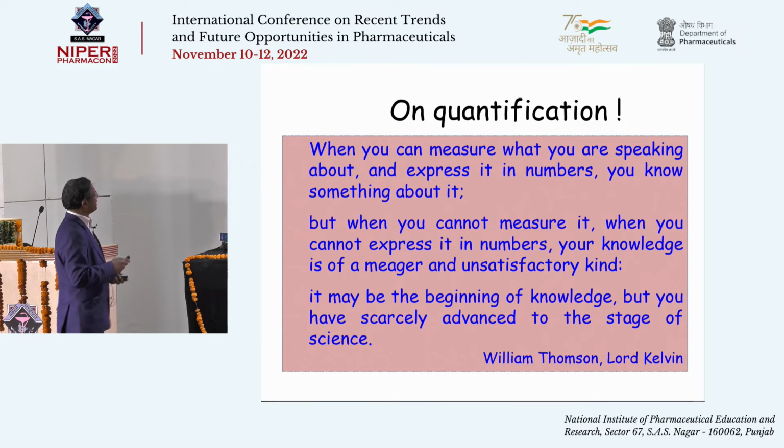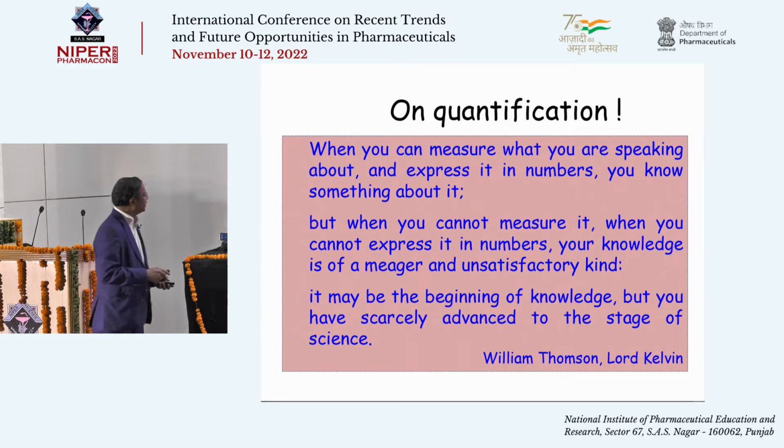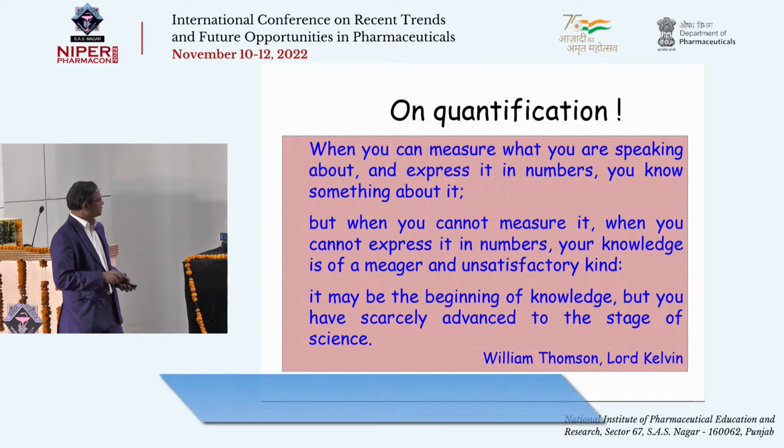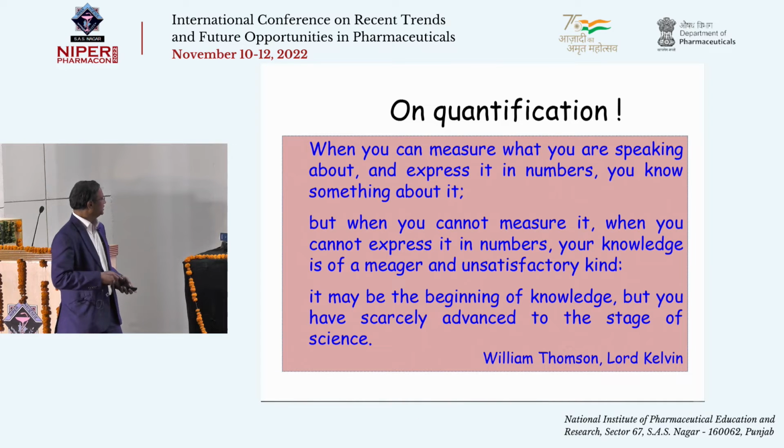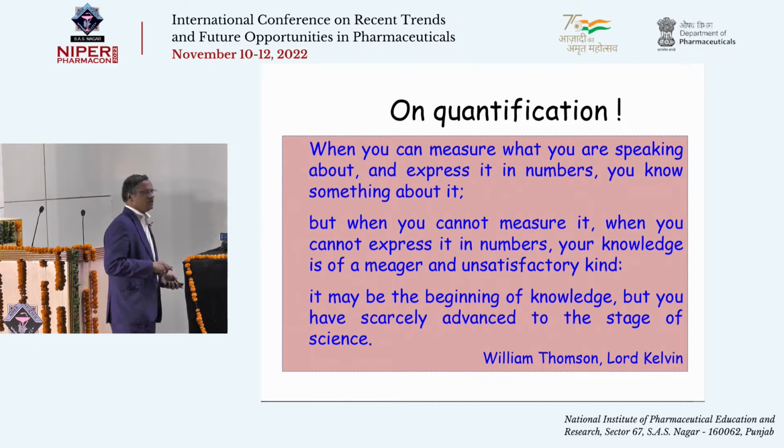When you look at a very quantitative way of understanding, there is a statement more than two centuries old: when you can measure what you are speaking about and express it in numbers, you know something about it. But when you cannot measure it, when you cannot express it in numbers, your knowledge is of a meager and unsatisfactory kind. It may be the beginning of knowledge, but you have scarcely advanced to the stage of science.